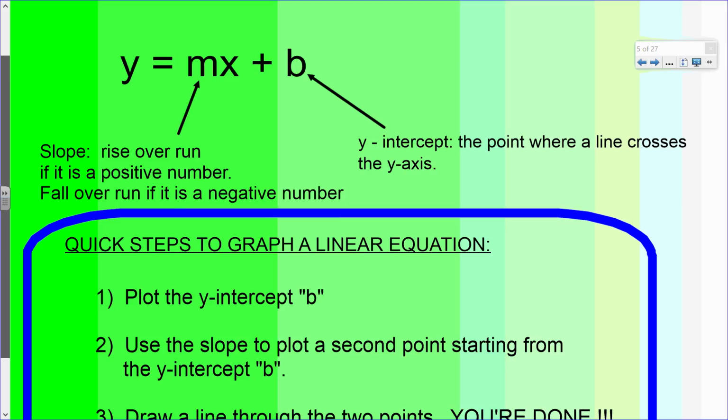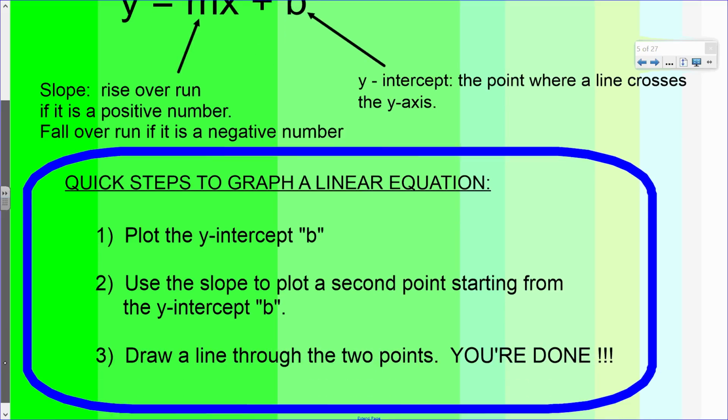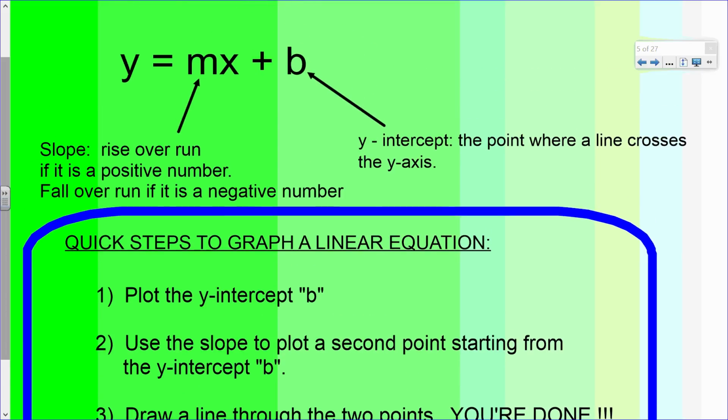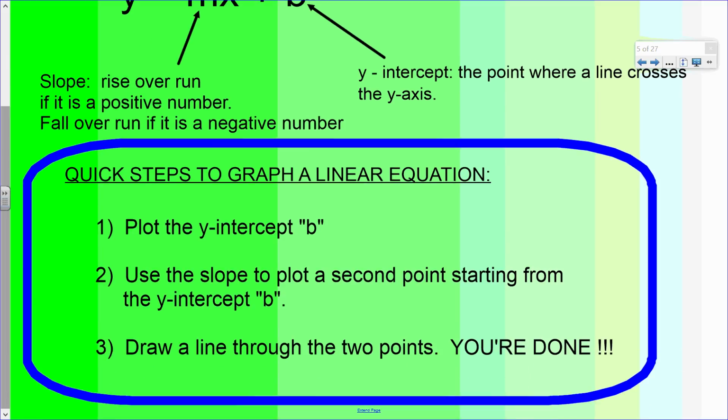And so once we have it in this form, graphing literally takes less than 10 seconds with this kind of knowledge. In other words, go ahead and copy down the 3 quick steps to graphing. This is called quick steps to graph a linear equation, based on y equals mx plus b. So go ahead and copy this down, 3 quick steps, nice and neat. I'll give you about a minute to copy that down.